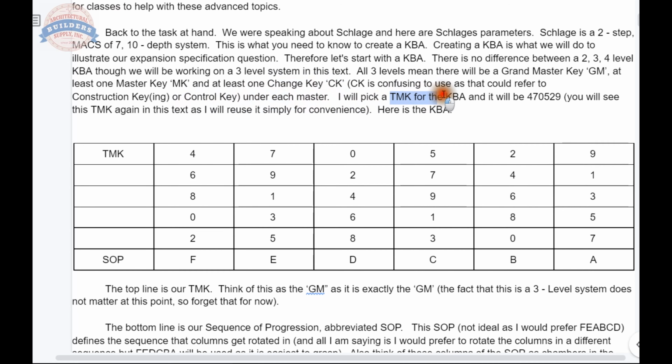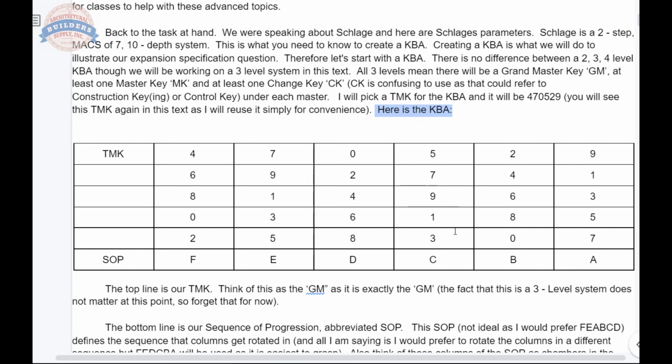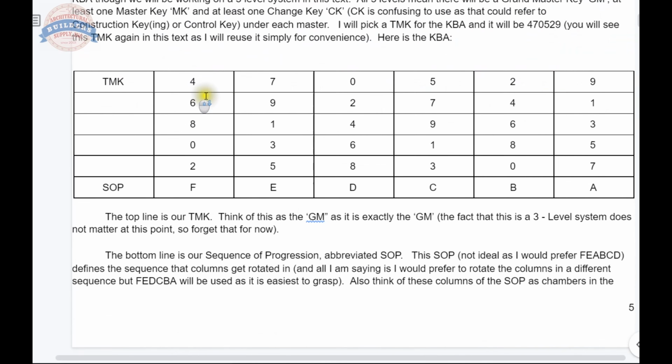I will pick a TMK for the KBA, and it will be our 470529. I'm going to continue to use this as the TMK just so that you become more familiar with it. Should you take this epic march through this primer, you will see this TMK again in this text as I will reuse it simply for convenience. And here is this TMK. So we now have to introduce TMK and what the heck it is. But now is the time to do it because Schlage is a two-step, max of 7, 10 depth system. The KBA allows us to reinforce what all of that means. So let's start to do that now.